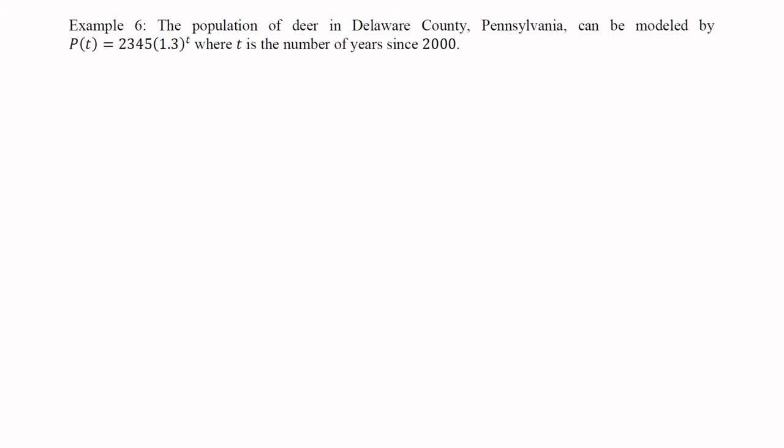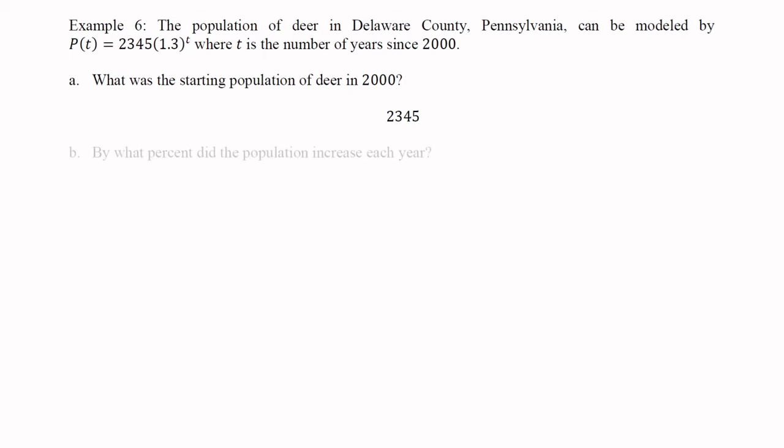The population of deer in Delaware County, Pennsylvania can be modeled by this exponential function, where T is the number of years since 2000. So what was the starting population of deer in 2000? Again, look at your A value for that, 2,345. By what percent did the population increase each year? Look at your B value. We are not concerned with the 100% part, so we don't care about the 1, but we do care about the 0.3. We're increasing by 30% each year.